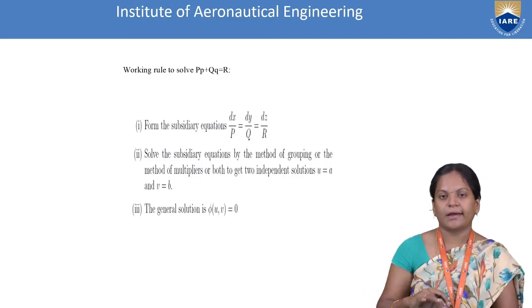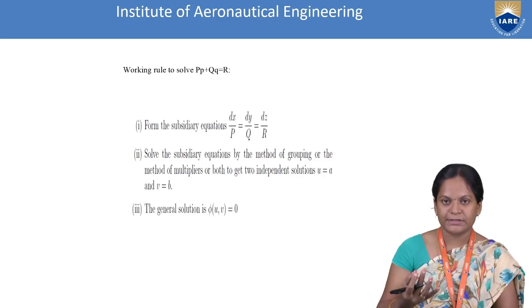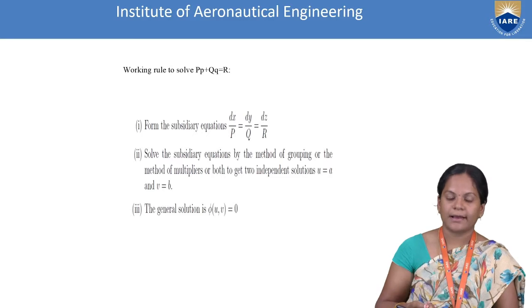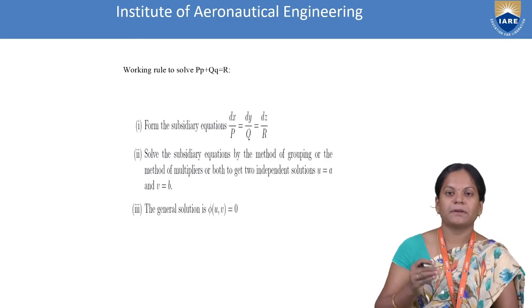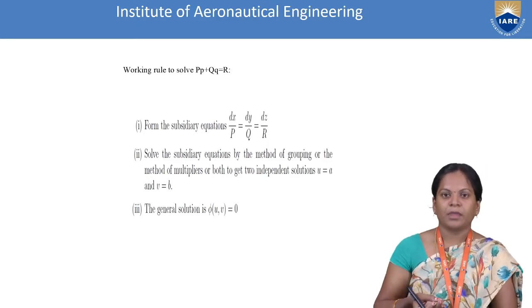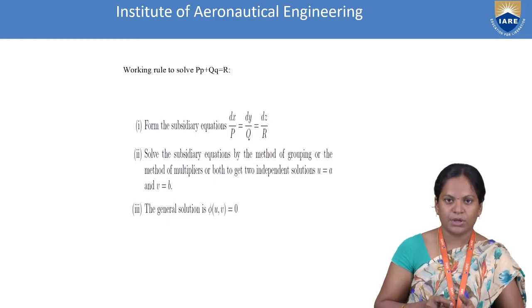So, first write the auxiliary equation. This is the first step. The given equation, if it is in standard form, write the auxiliary equation. If it is not, you have to change the given equation into standard form, Pp plus Qq equal to R. If it is standard form, take the subsidiary equations or auxiliary equations, those are dx by P equal to dy by Q equal to dz by R. P, Q, R are nothing but functions of x, y, z.